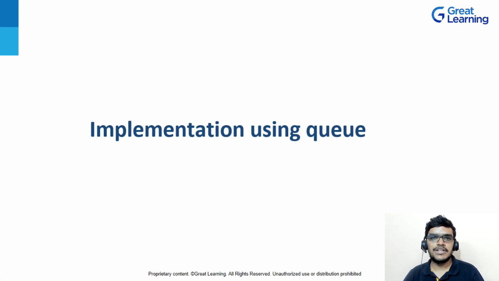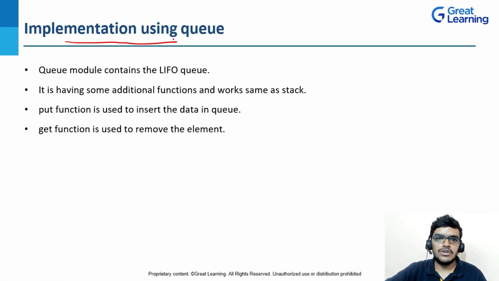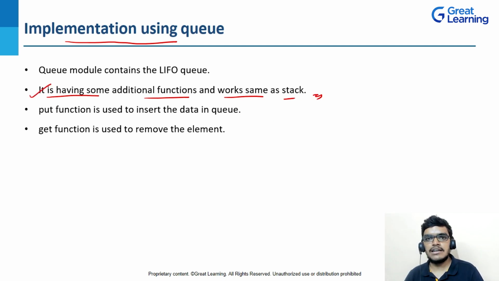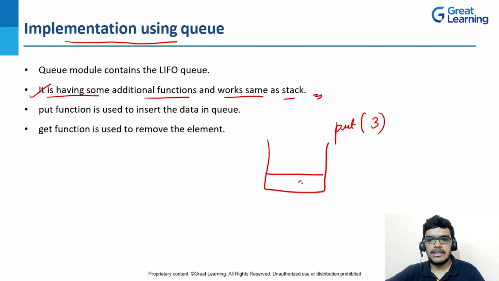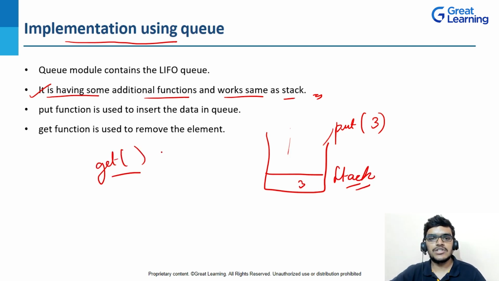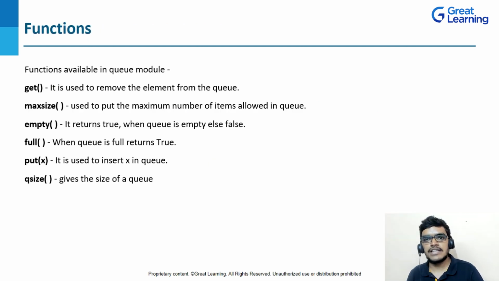Now let's see the stack implementation using queue. So here, the queue module contains the LIFO queue, that means last in first out. Basically it works the same as the stack, but it has some additional functions. Now we have seen that in list as well as in deque we were using pop as well as append operations, right? But here to insert an element we will be using the put operation. So if I'm writing put of 3, then that means it will insert 3 in my stack. Similarly if I'm writing the get function, it will remove the element. And as I told you, it works the same as the stack, so the last element will be removed first here.